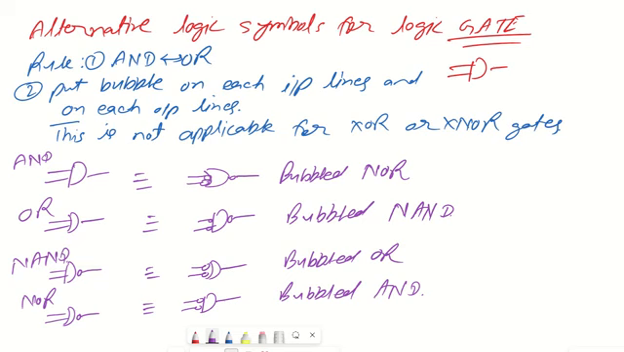All right guys, so we will see questions based on these. A lot of GATE questions have been asked in previous year papers from electronics and communication, electrical engineering, computer science, as well as instrumentation engineering. So we'll try to solve questions in the next session.